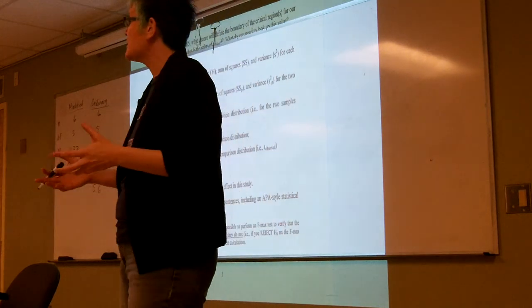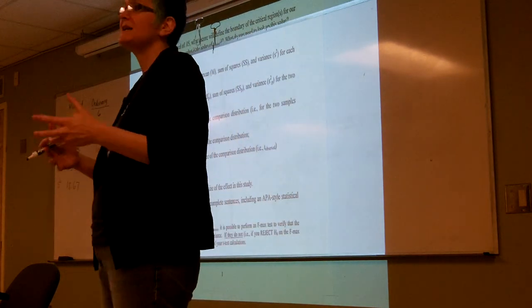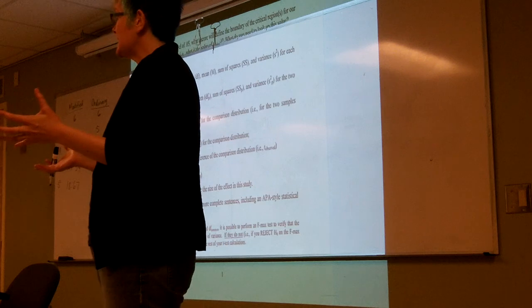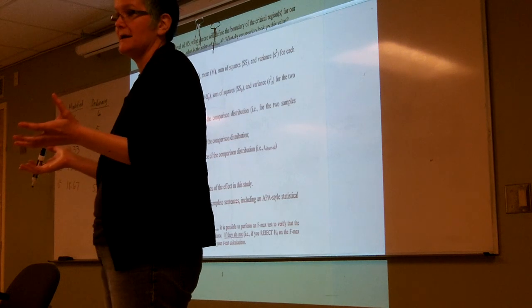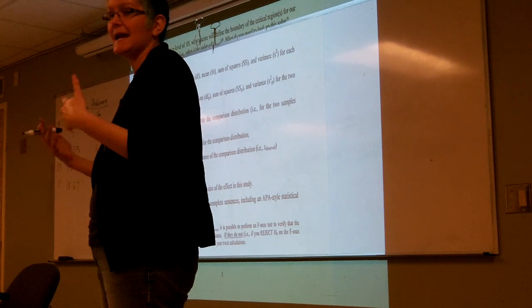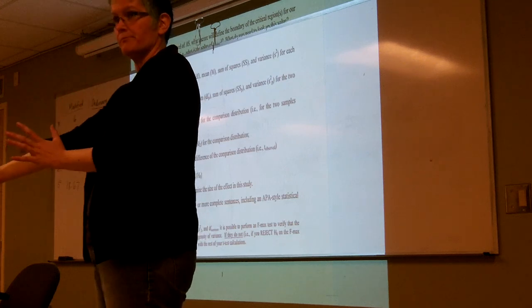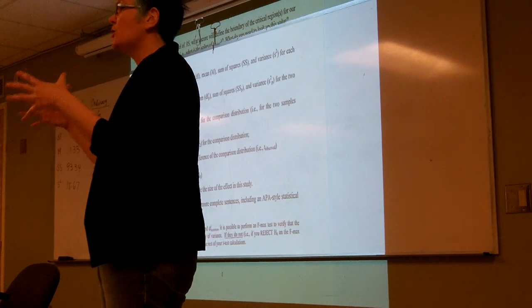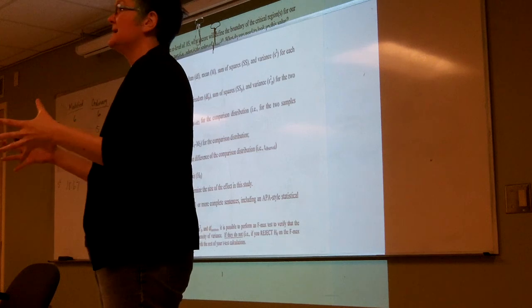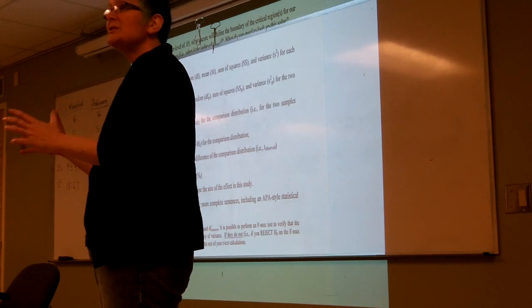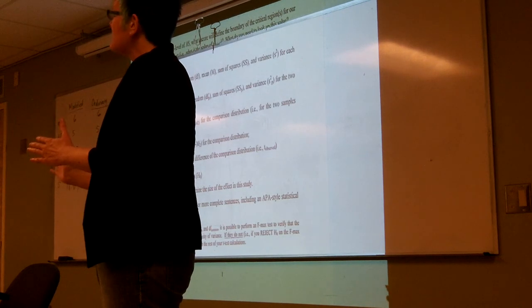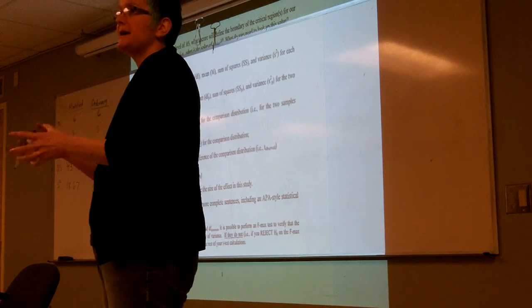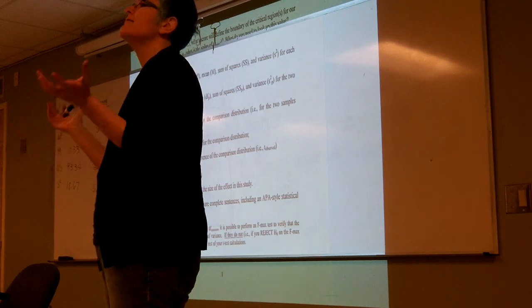Fmax lets us calculate something called homogeneity of variance. Homogeneity means similarity. When something is homogeneous, it's the same. Homo is the same. So homogeneity means the same. And so when you have homogeneity of variance, that means that the samples you're comparing have similar variances.